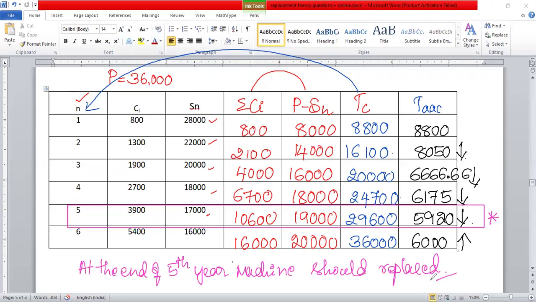Yes, guys, this is the 3-row sums. Okay, machine or scooter, whatever it is, at the end of the 5th year it should be replaced. Guys, this is the second method of the replacement problem, that is 3-row sums. So we'll move on to one more sum.